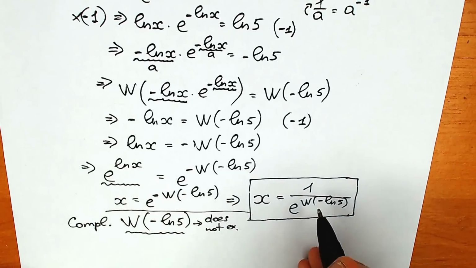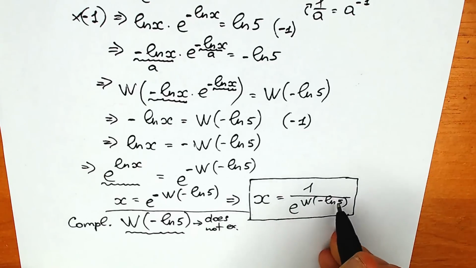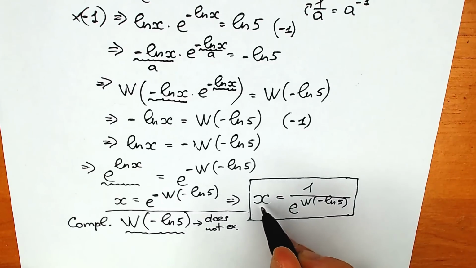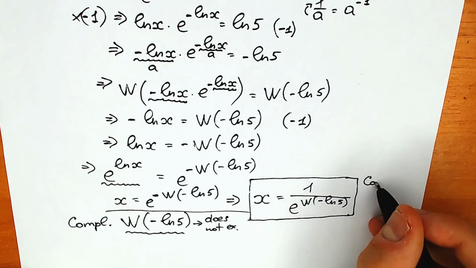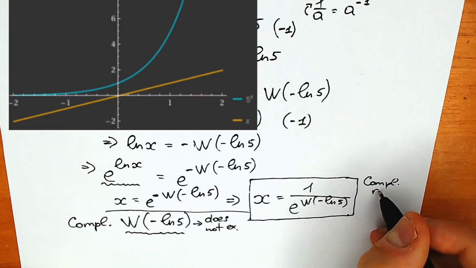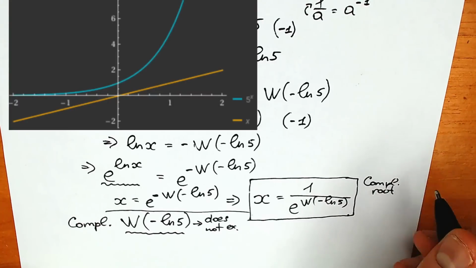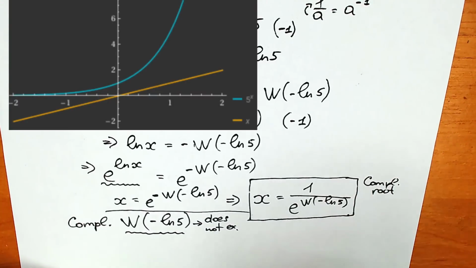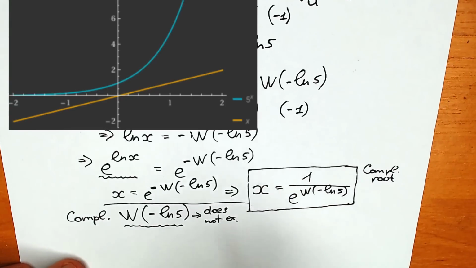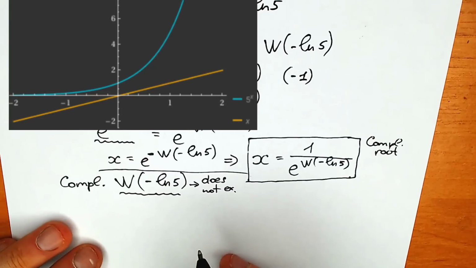So when the Lambert W function of minus natural log 5 is a complex value, it means that this x is a complex root. And I was wondering about the geometrical interpretation, because I was thinking about this root. Maybe, since we're talking about a complex root, it means that our functions do not intersect.